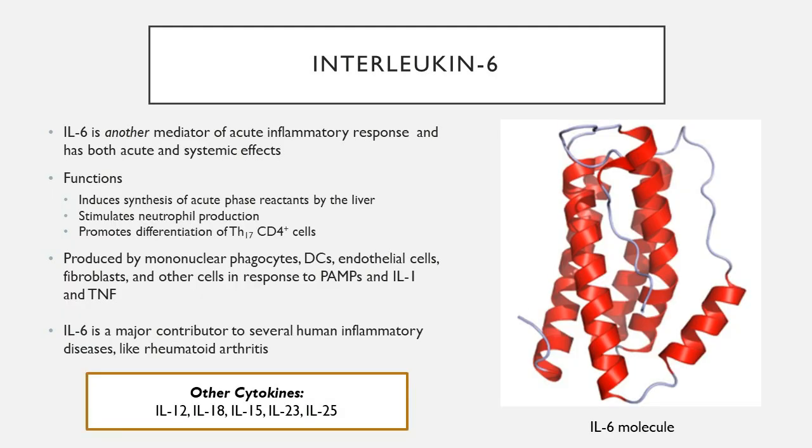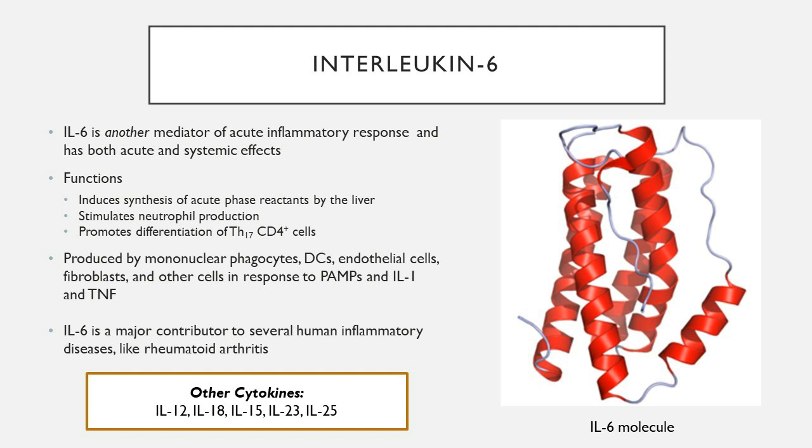Next, we're going to talk about IL-6. Now, I wonder if you've caught the pattern so far, but if not, I'm going to repeat it again. IL-6 is another mediator of acute inflammatory response. These ones have both acute and systemic effects. So IL-6 functions to induce synthesis of the acute phase reactants in the liver. It stimulates neutrophil production and also promotes differentiation of a subtype of CD4+ helper T lymphocyte cells, Th17 in particular, which also functions to work directly with neutrophils, as we're going to learn about later on down the road, so you don't need to know that right now.